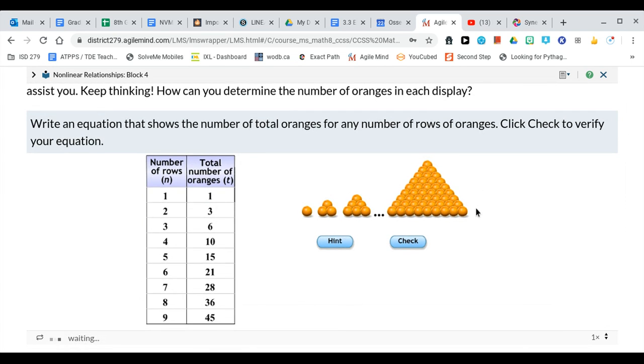So I want you to take some time here, pause the video, think about what kind of equation we could use with n and t. N is the number of rows, t is the total number of oranges. See if you can pause the video, come up with an equation.